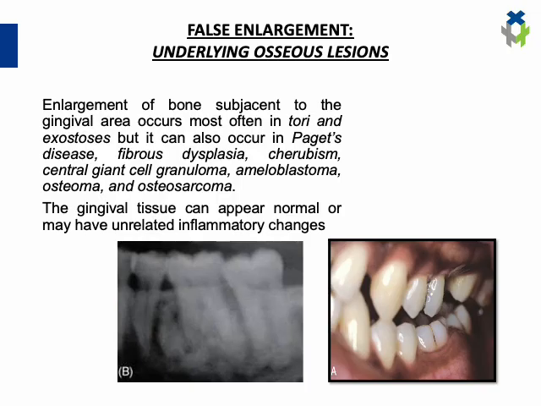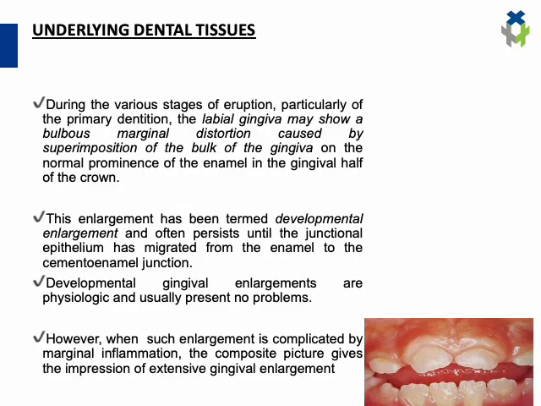Last category is false enlargement. Under that, underlying osseous lesion. Enlargement of bone subjacent to the gingival area occurs most often in torus, but it can also occur in Paget's disease, fibrous dysplasia, cherubism, and central giant cell granuloma. The gingival tissue can appear normal or may have unrelated inflammatory changes.